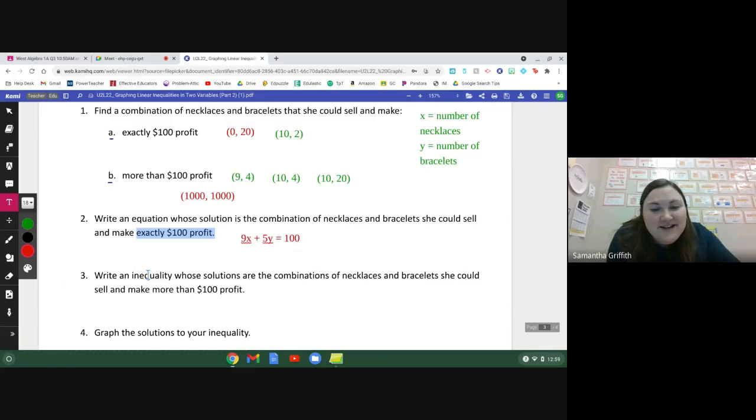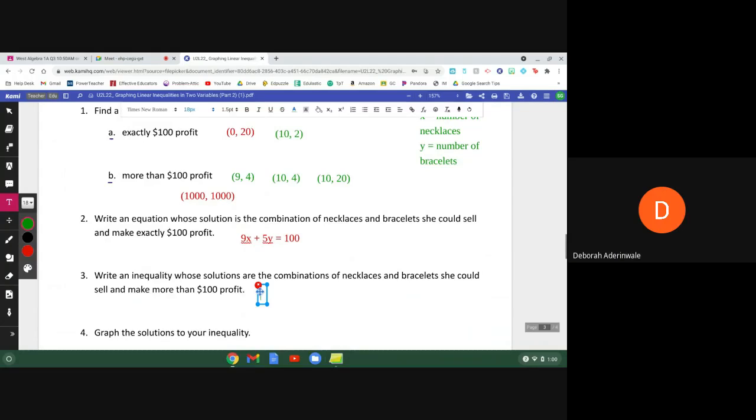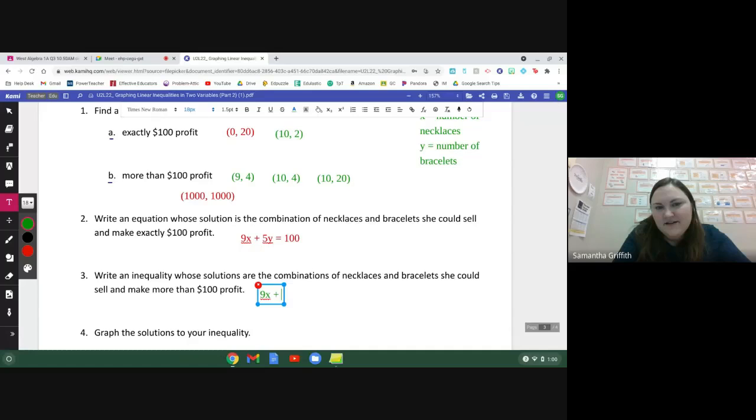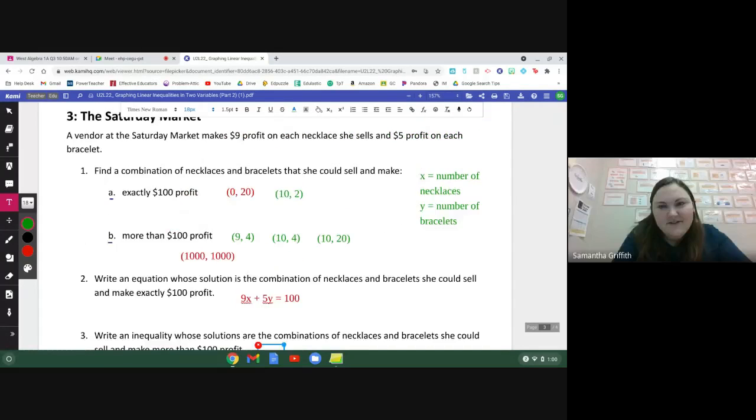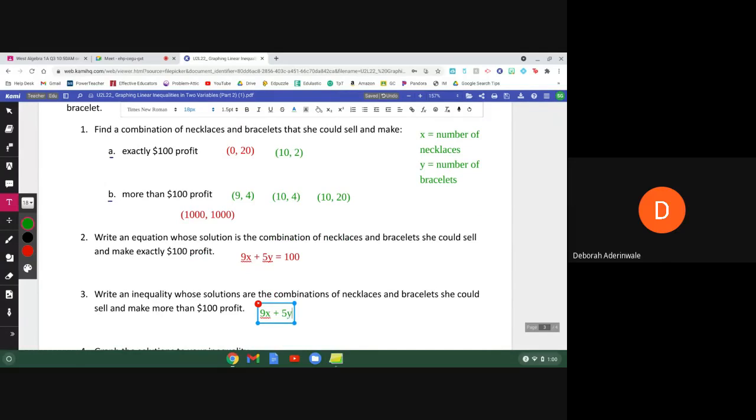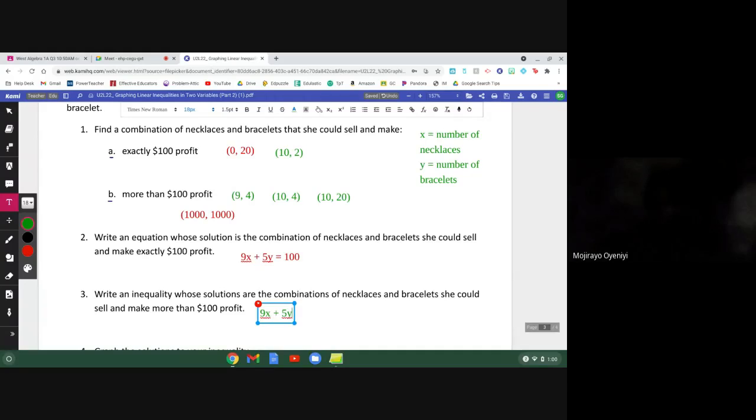We're going to write an inequality that represents the combination of necklaces and bracelets she could sell if she wants to make more than $100. What do you think that inequality is going to look like? More than $100. So we can say 9x plus 4y. 5y or 4y? 5y. Oh, sorry, no. 5y. Let's go back. Let's use 10x. Deborah, go ahead.